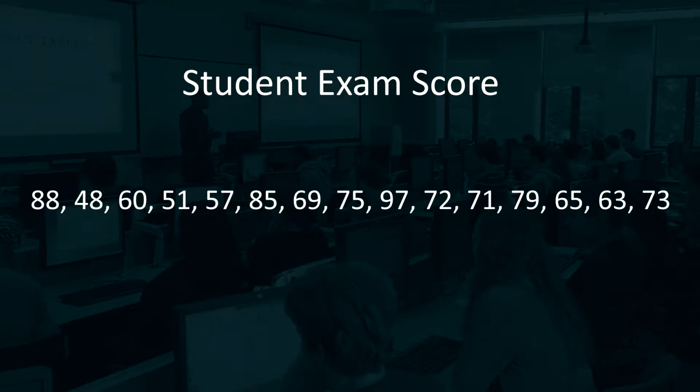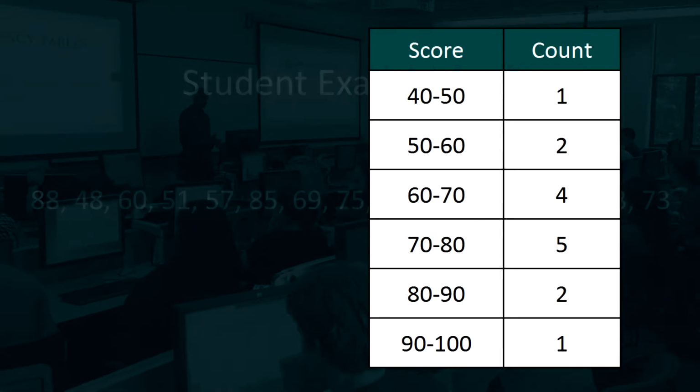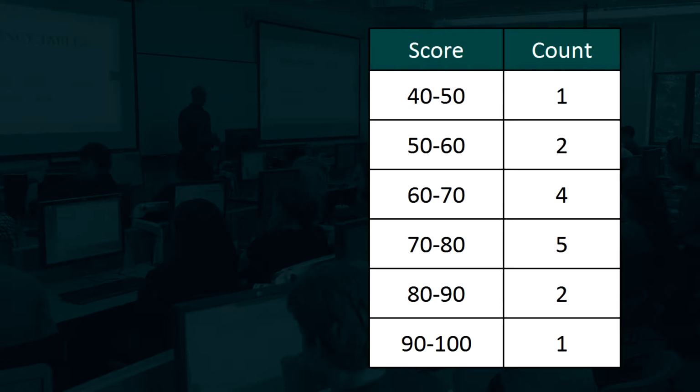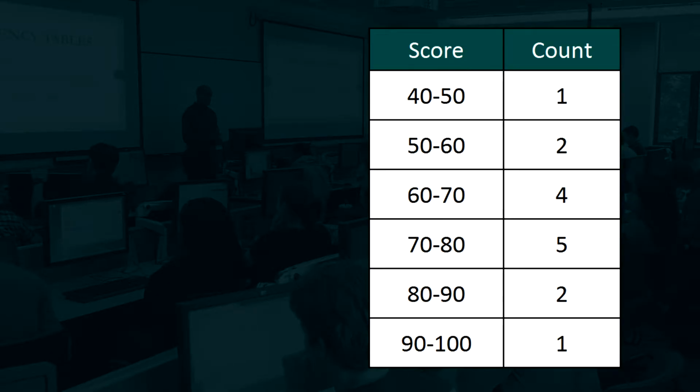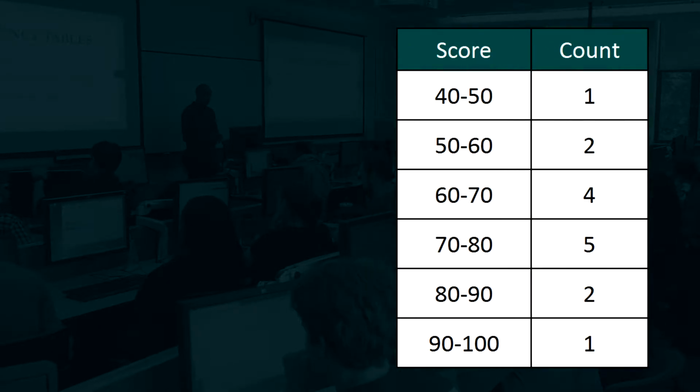In this case, since our data set consists of exam scores, it'll make sense to choose intervals that typically correspond to the range of letter grades. So 10 points wide, 40 to 50, 50 to 60, etc. By counting how many of the 15 observations fall in each of the intervals, we get this table.